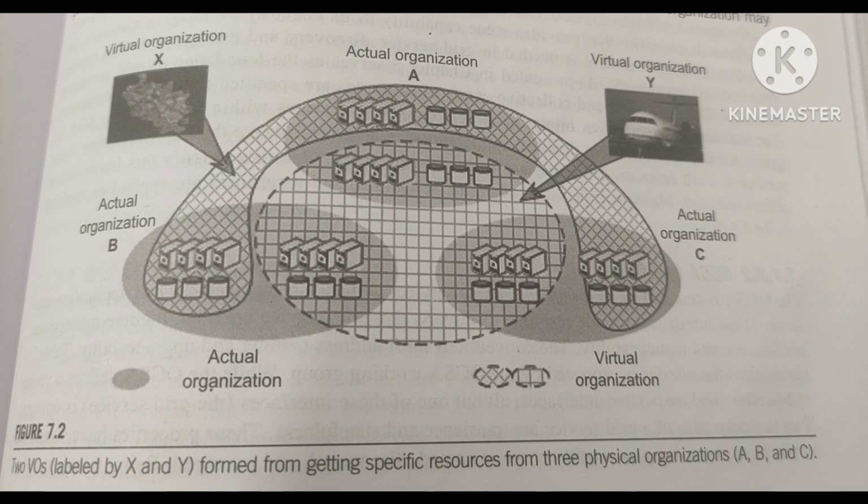In this image, let us see the formation of a virtual grid. In this picture, we have actual organizations A, B, C. Those are the organizations with physical resources. Coming to the virtual organizations X and Y, those organizations are formed by collecting resources from the actual organizations. Based on their requirement, logically, whatever storage or computing resources they need will be collected and formed as a virtual organization or virtual grid.